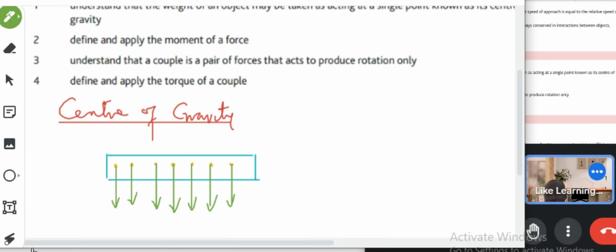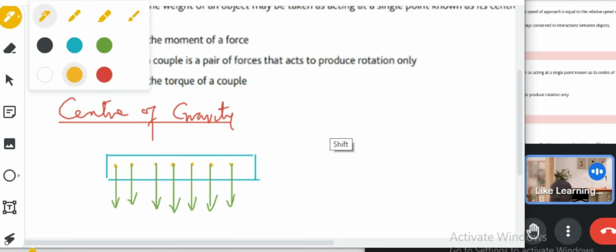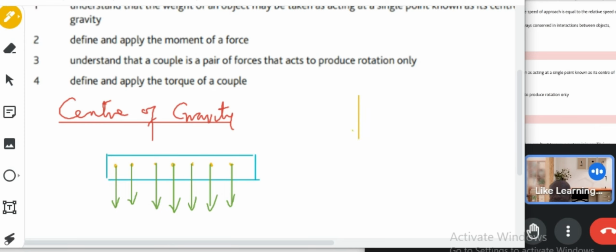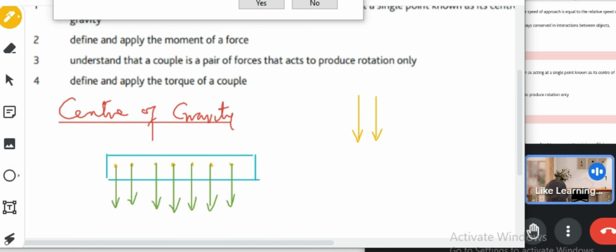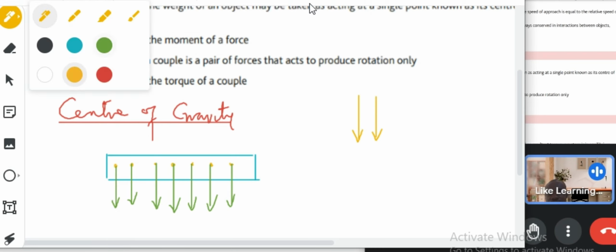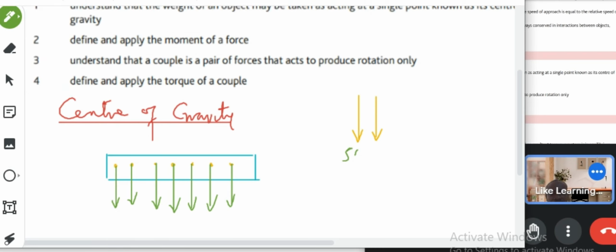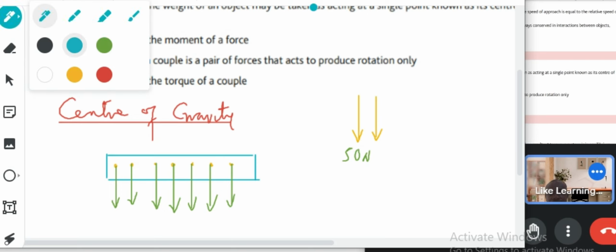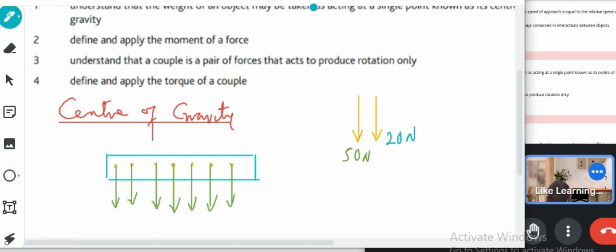For instance, by the way, what is the resultant force? What is resultant force itself? Can you answer me? Anyone? What is resultant force? What does it mean? What is the meaning of resultant force?